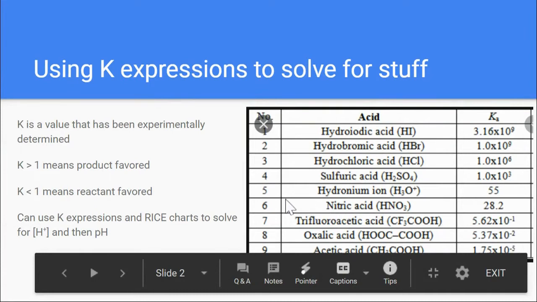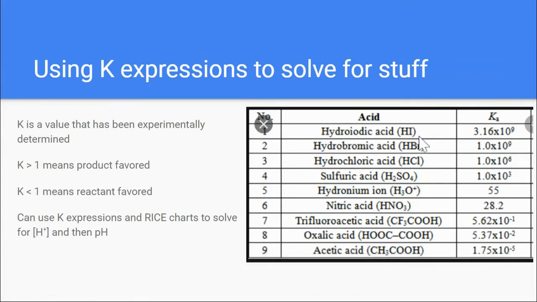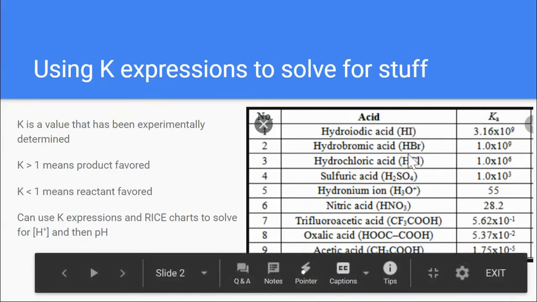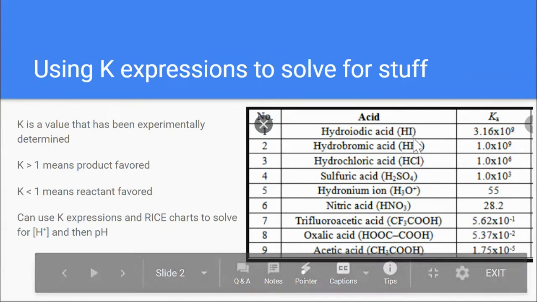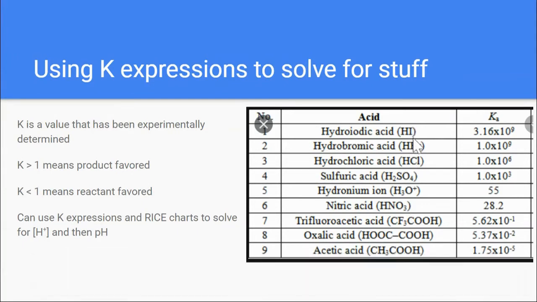I want you to notice that these Ks that are greater than 1 should look familiar to you as being strong acids. Hydroiodic acid, or HI, HBr, HCl, these are all strong acids. Remember, strong means that it completely dissociates to its ions, or it completely goes to the right. HI is always going to completely make H plus and I minus, and there will be no HI remaining. And that's what this K tells us.